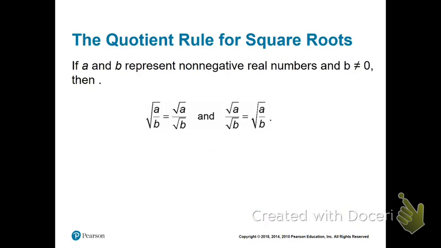The quotient rule just says, hey, if they're being divided together, so the square root of a over b, then we can separate them as the square root of a over the square root of b. Or vice versa, square root of the top over square root of the bottom, then they can do it as the square root of the whole fraction.